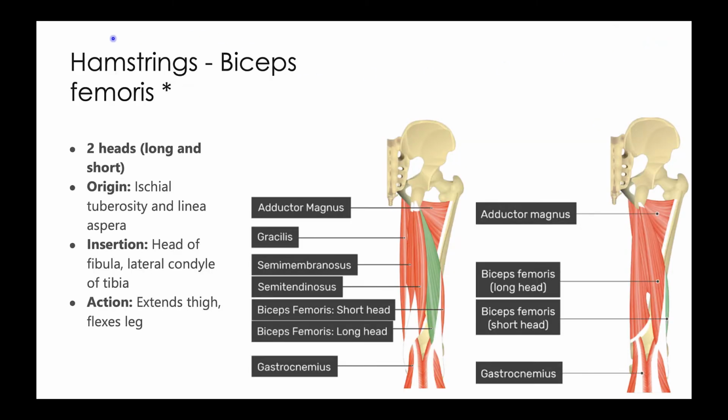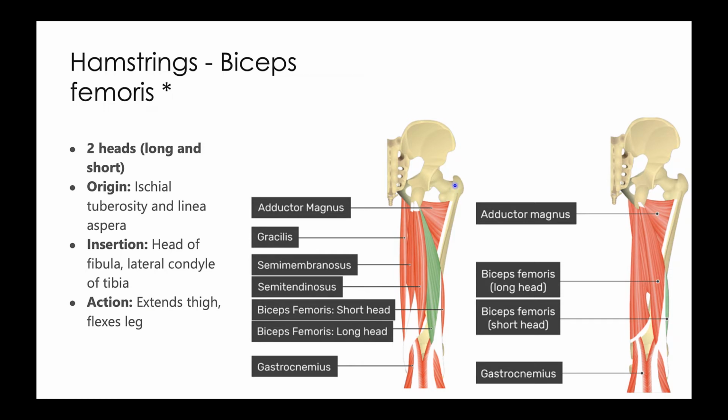Our hamstrings, or biceps femoris, we have a long and a short head. The origin of this muscle is the ischial tuberosity and the linea aspera, and it's inserting to the head of the fibula and the lateral condyle of the tibia. We're spanning two joints here, the knee and the hip joint, and so we can extend the thigh and we can flex the legs.